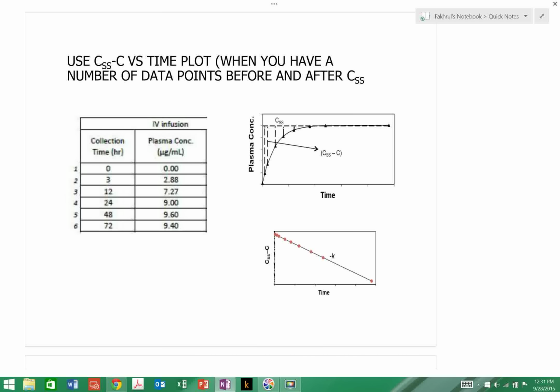Another method we have discussed in detail, you have a number of data before CSS, for example this one, you have a number of data after CSS. In that case you calculate CSS minus C and take log of this and plot log of CSS minus C against time, and this will give you a straight line, and the slope of this line will be your K.